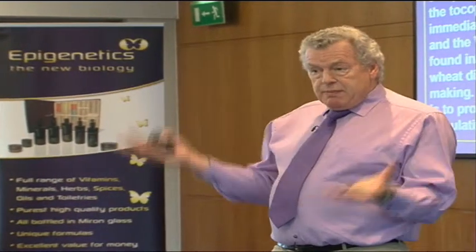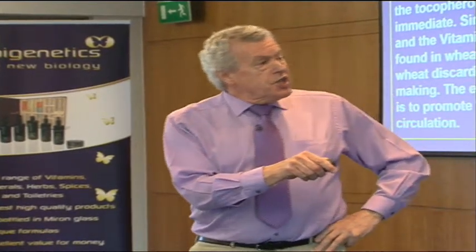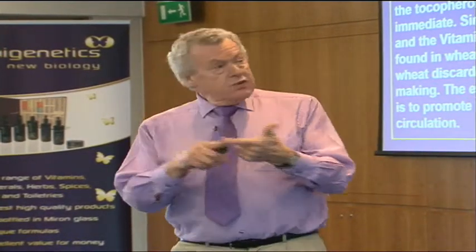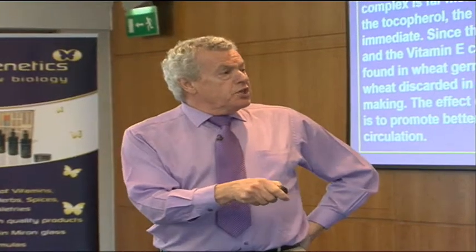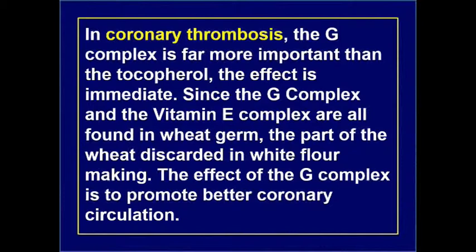Only that source coming from the natural grains will do that. In coronary thrombosis, the G complex, that's the vitamin B2 and B3, is far more important than the tocopherol. The effect is immediate. Since the G complex and the E complex are all found in wheat germ, the part of the wheat discarded in white flour making, the effect of the G complex is to promote better coronary circulation.